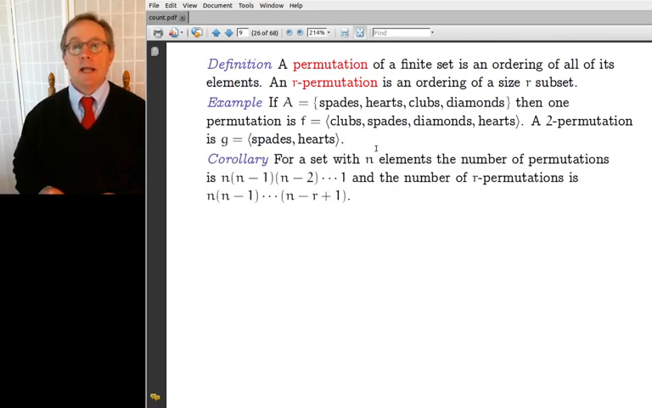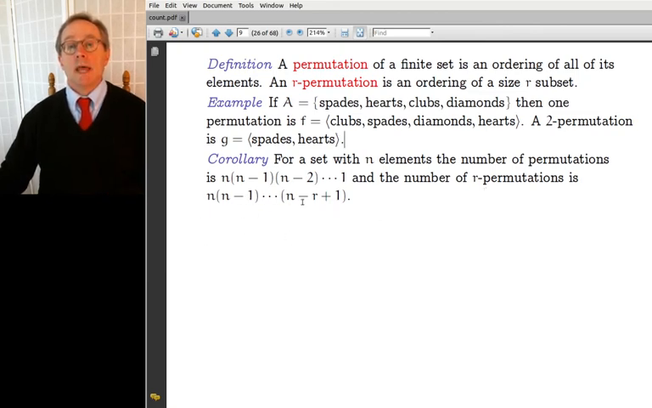For a set with n elements, the number of permutations is what I did with 8 times 7 times 6 times 5, etc. You take the numbers from n on down and multiply them together. If you're looking at an r-permutation, just like with combination locks, where I said 36 times 35 times 34, I stopped after I got to 3 numbers. So too here, you multiply the numbers from n on down, but you stop after r many numbers.